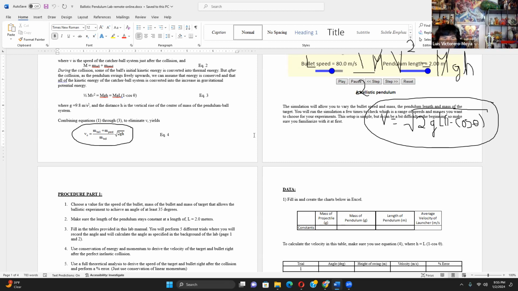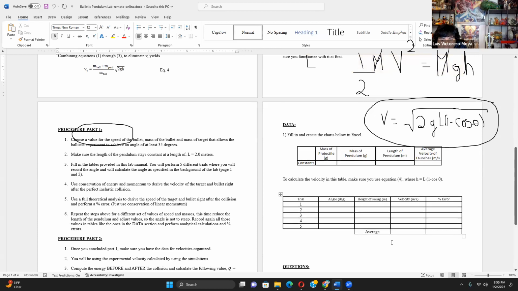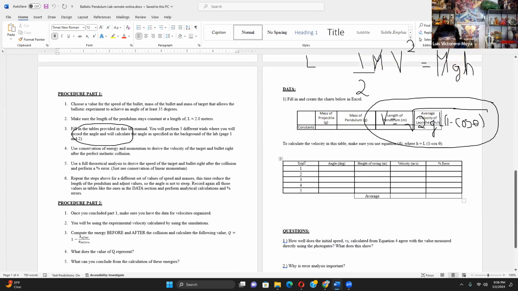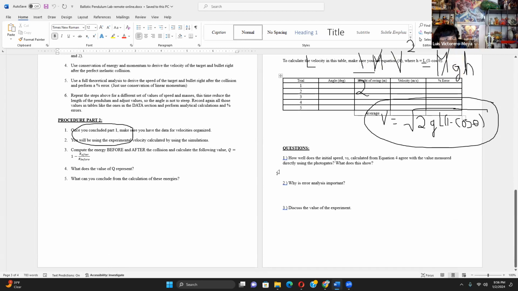Actually, you could do a percentage difference between the theoretical value and this, but this is also a theoretical value. So feel free to double check. It's not here in the lab, but you can double check the initial speed before the collision using this equation and the one given by the software, to see how accurate it is. Other than that, it's just that.